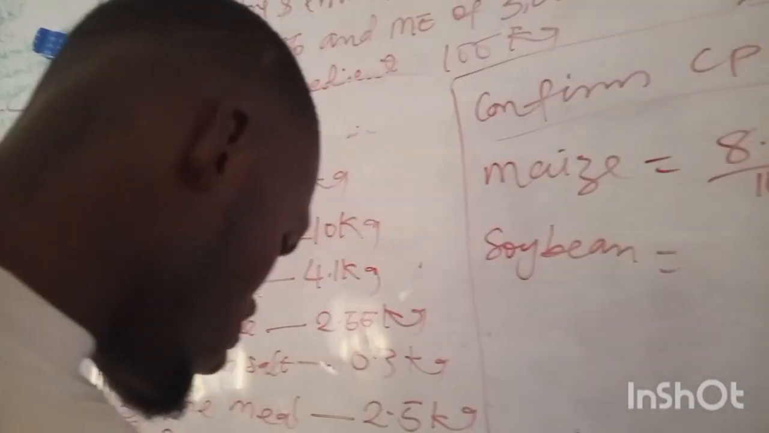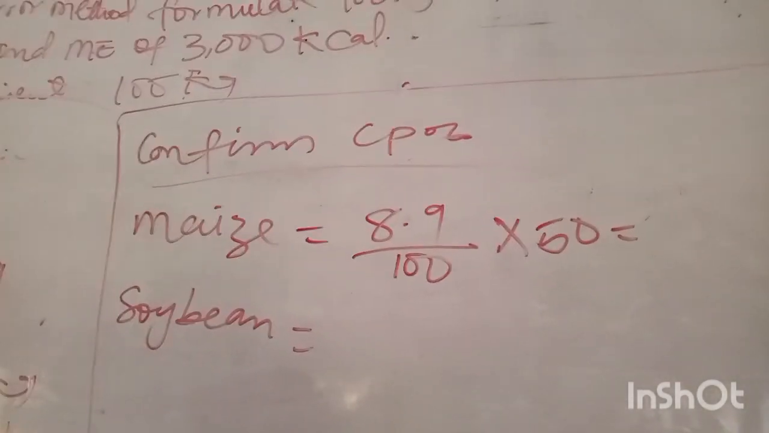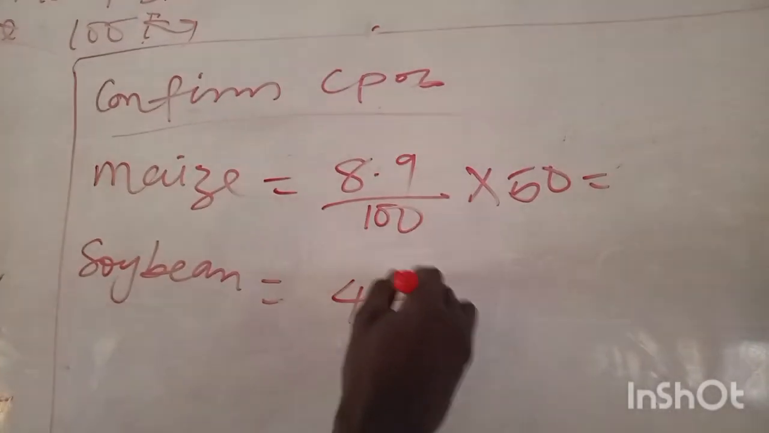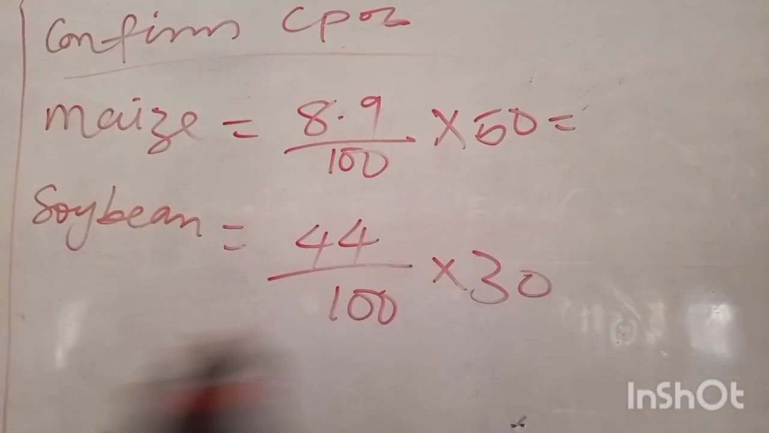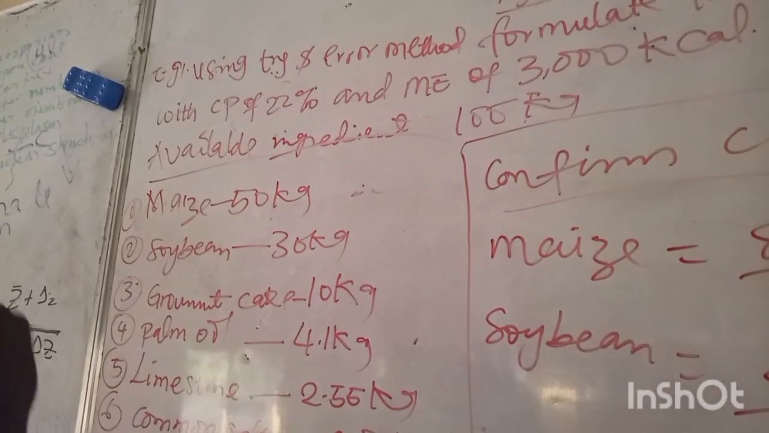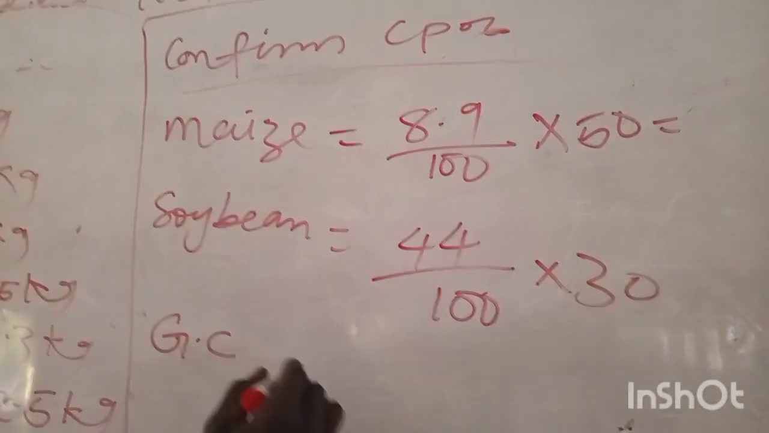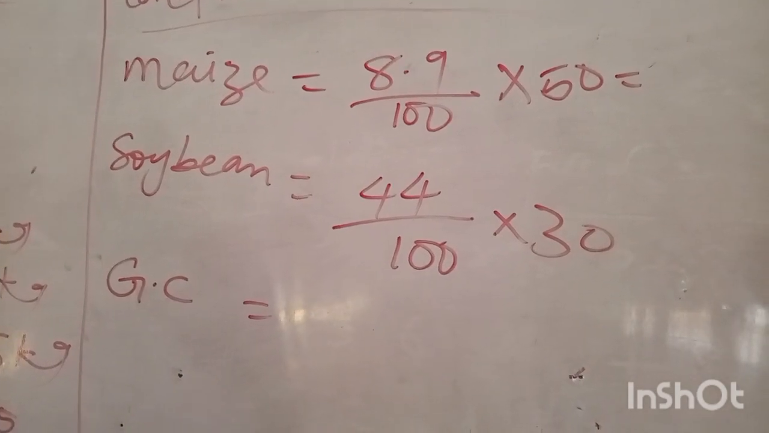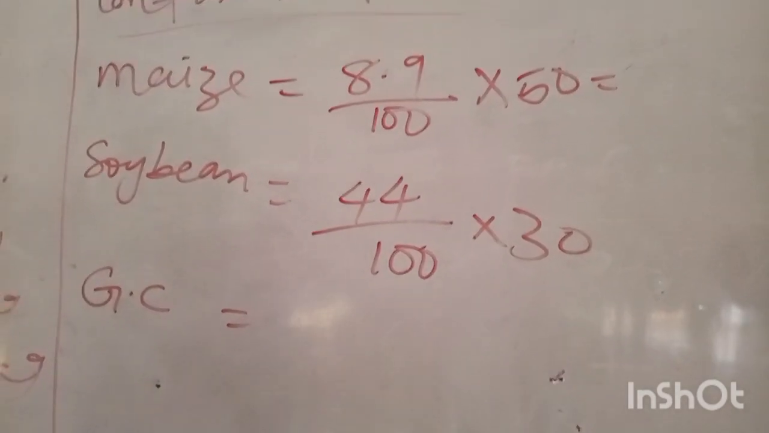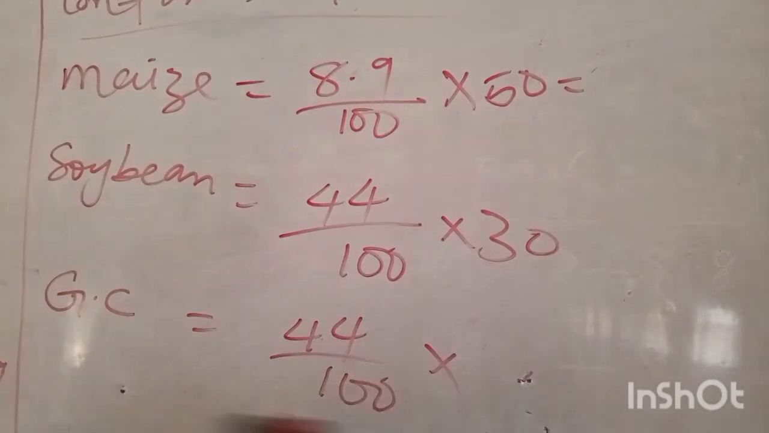Okay. Soybean here is 44. 44 divided by 100 times 30, which is written here. So groundnut cake, let me put it, GC. Groundnut cake here is also 44. 44 divided by 100 times 10.